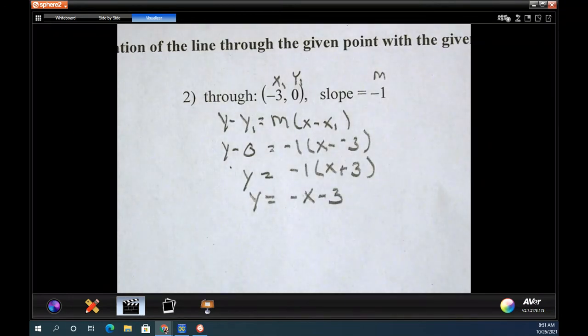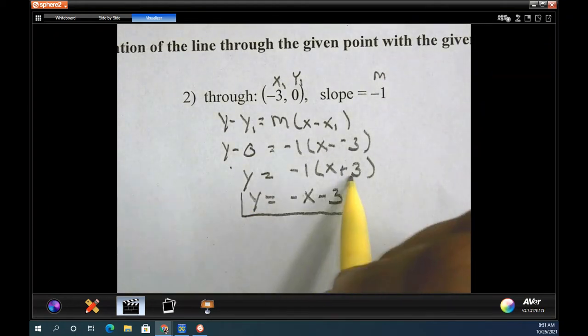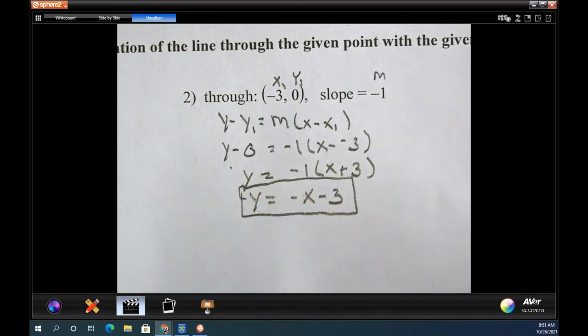Are we in slope-intercept form? Yes or no? Are we? Yes. There's your answer right there. Some of them do come out that nice, pretty, and easy.